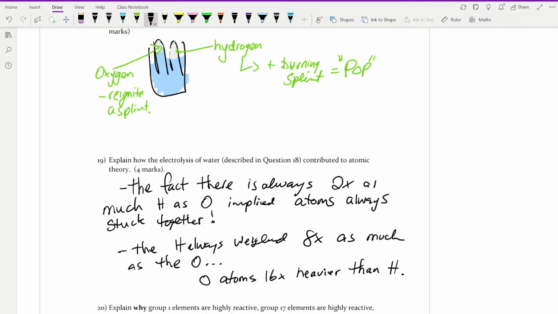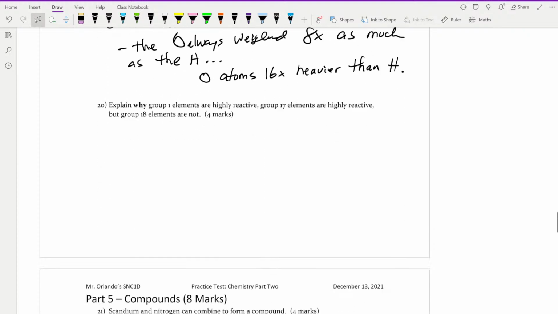And this is how we also start to get the mass of them, because the oxygen always weighed 8 times as much as the hydrogen. We could conclude that oxygen atoms must be 16 times heavier than hydrogen, because even though there's twice as much hydrogen, the oxygen is 8 times heavier.